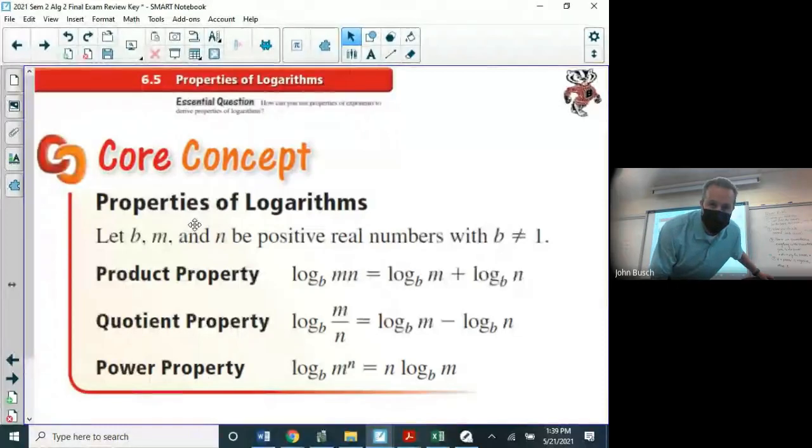Last part, 6.5 and 6.6 should be done. Remember the properties of logs.